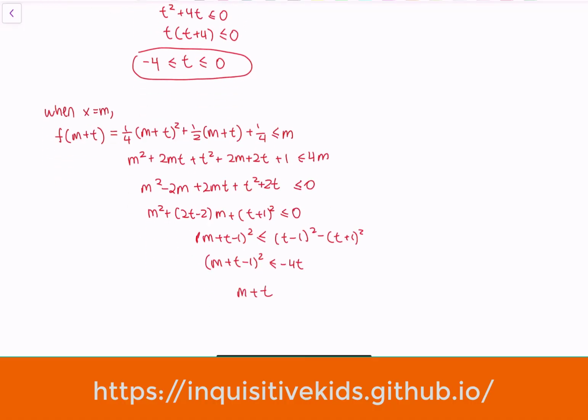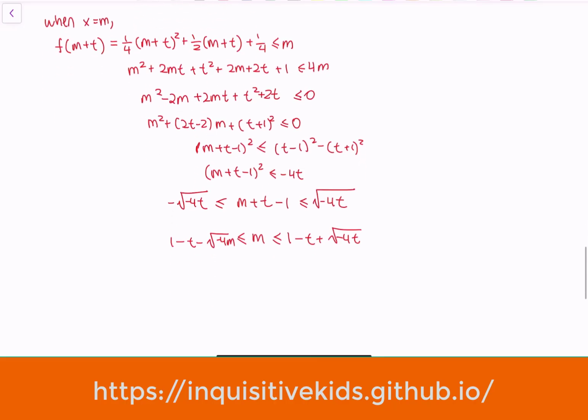m plus t minus 1 is between two values, the positive square root of negative 4t and the negative square root of negative 4t. And now we're going to add 1 to all sides and then subtract t on all sides to get m is less than or equal to 1 minus t plus square root of negative 4t. And this is what we have on the other side. Here we have a very useful inequality. It helps us limit the possible values for what m could be.